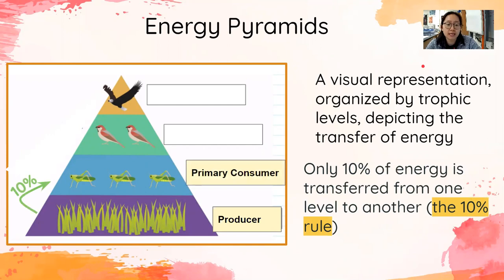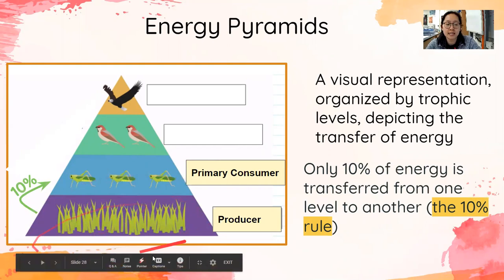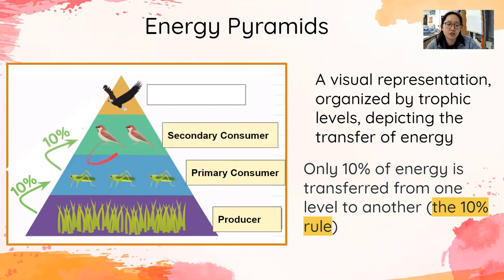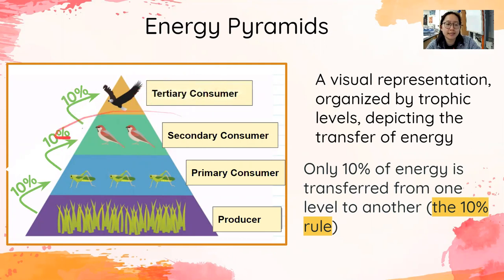Primary consumers directly eat the producers, and in doing so, they get 10% of the energy that is normally contained inside of the producers. Okay, only 10% comes up here. Then 10% will be passed on as the secondary consumers consume the primary consumers. And then lastly, the 10% is going to be passed on as the tertiary consumers eat the secondary consumers. This is the 10% rule.